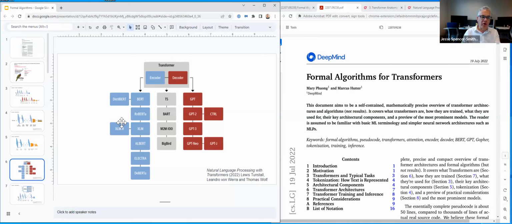Encoder only, this is BERT, all of these models. So you tend to see these models being used for things like classification and extractive question answering, where you come up with a task and you provide additional training on that task.